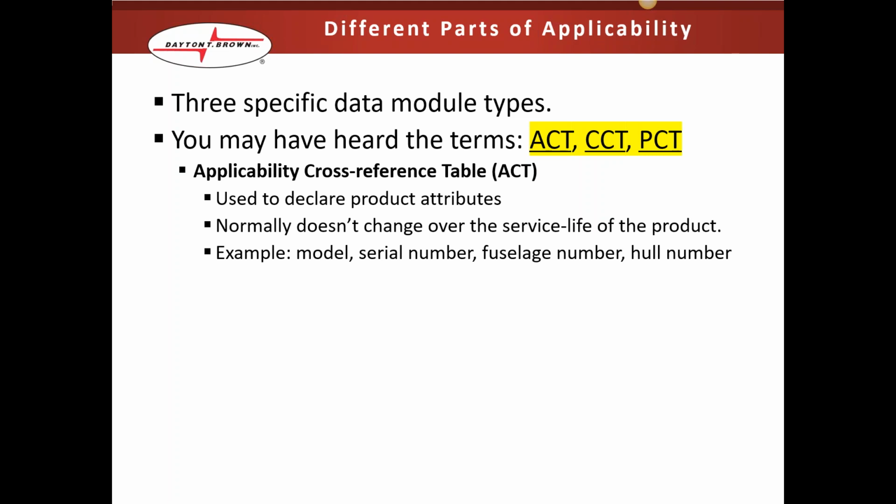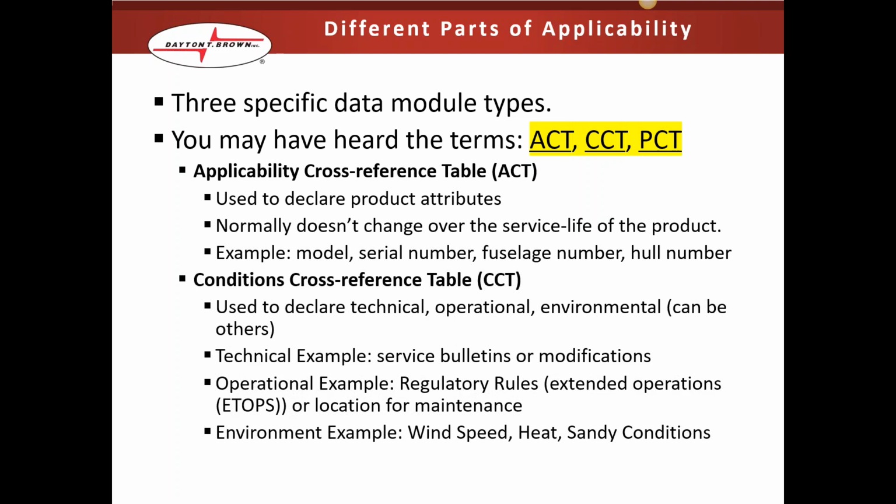All right, so next is the CCT. This is where we declare technical, operational, or environmental conditions. An example of those three: maybe there's a technical condition like a service bulletin or TCTO or any sort of engineering modification. Those are technical conditions. We have operational examples like regulatory rules like ETOPS, right? ETOPS is for extended range of a two-engined aircraft over water.